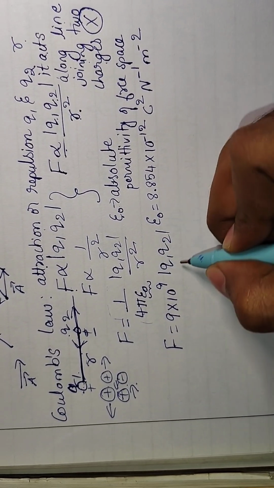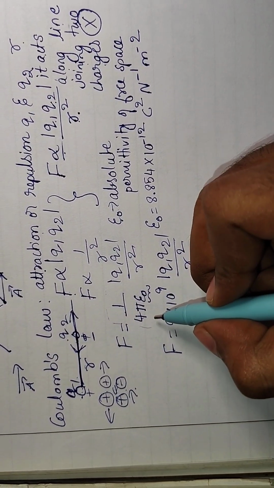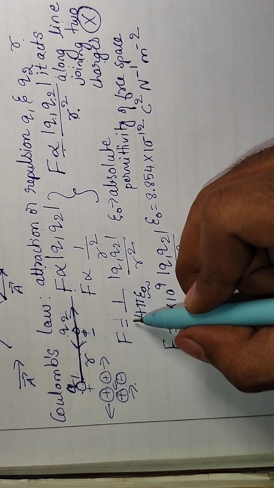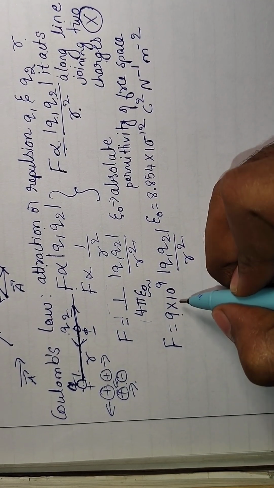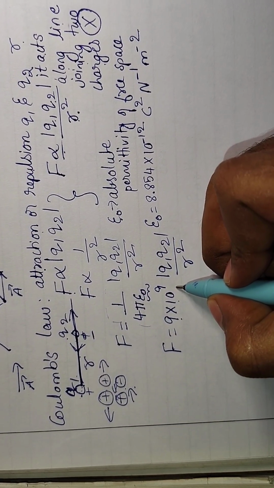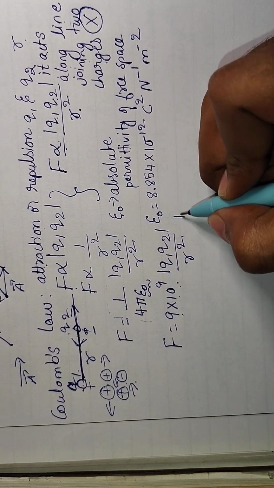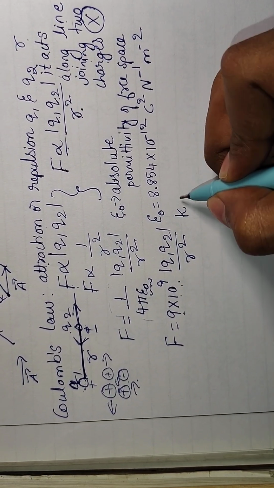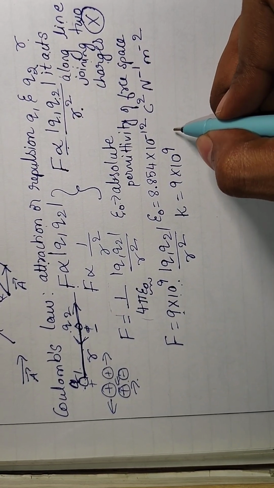This part remains the same, q1 q2 by r square. So while solving problems, there is no need to write this term every time. You can directly substitute F is equal to 9 into 10 power 9. Fine. So this 9 into 10 power 9 is represented by a symbol, small k. 9 into 10 power 9, that is its value. What will be its unit?